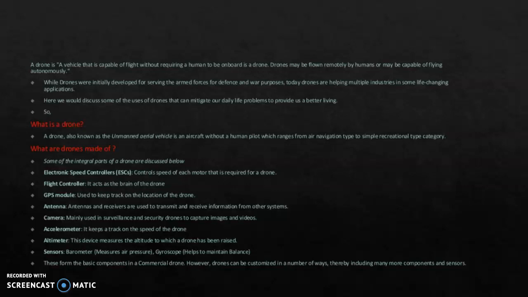Sensors, such as the barometer, which measures the air pressure. Gyroscopes, helping to maintain balance. So these form the basic components in a commercial drone. However, drones can be customized in a number of ways, thereby including many more components and sensors.